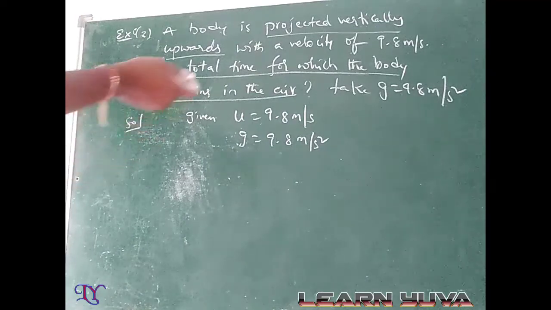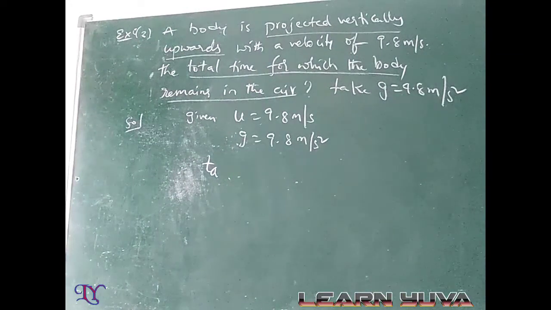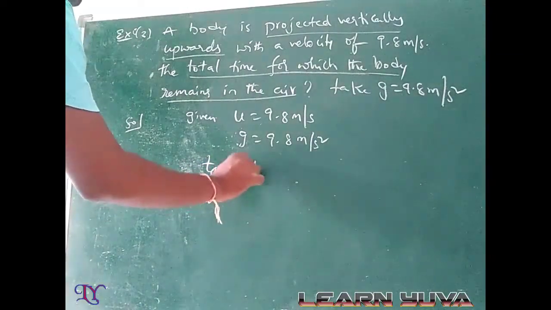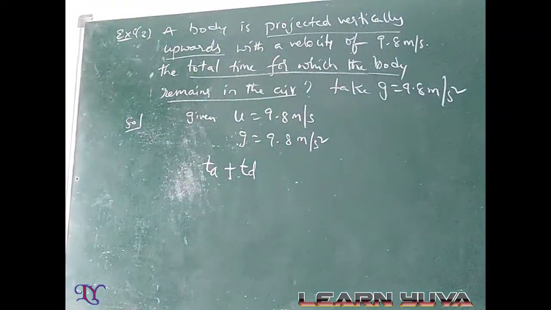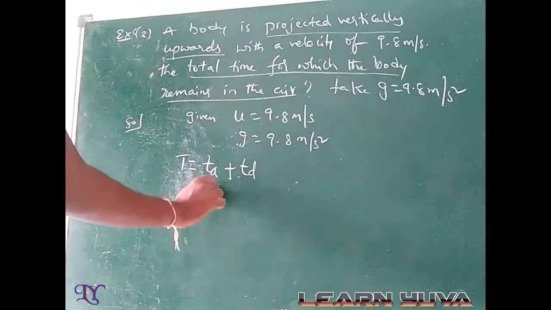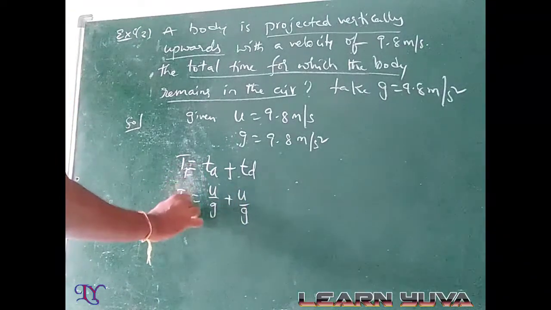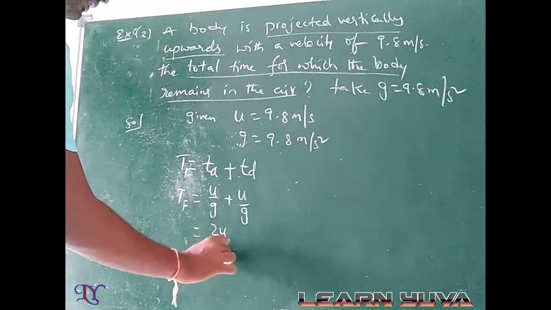The total time means time of ascent, body vertically projected upwards, plus time of descent, the body is freely falling. So when projected vertically upwards, the body moves to a certain height and remains in the air. And a freely falling body also remains in the air for some time. So if we add time of ascent plus time of descent, we get the total time in the air: u by g plus u by g, that is equal to 2u by g.